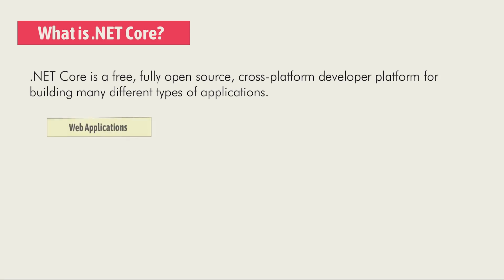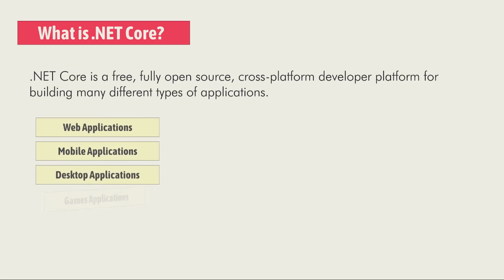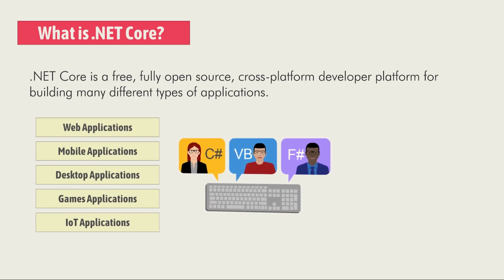With .NET Core, you can build web applications, mobile applications, desktop applications, games, and IoT, or Internet of Things, applications, and we're going to discuss these in later videos. You can use three main languages as for now: C#, VB, and F#, to develop .NET Core applications.